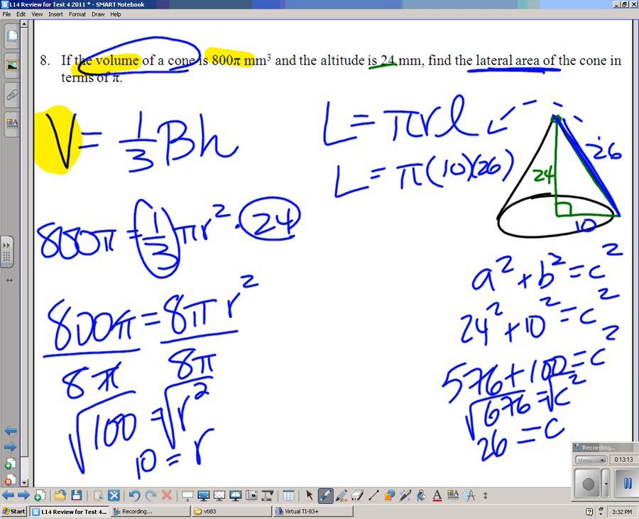We're leaving this in terms of pi. That's what the directions say. So we're going to just do 10 times 26, which is 260 pi units, millimeters squared would be the units.